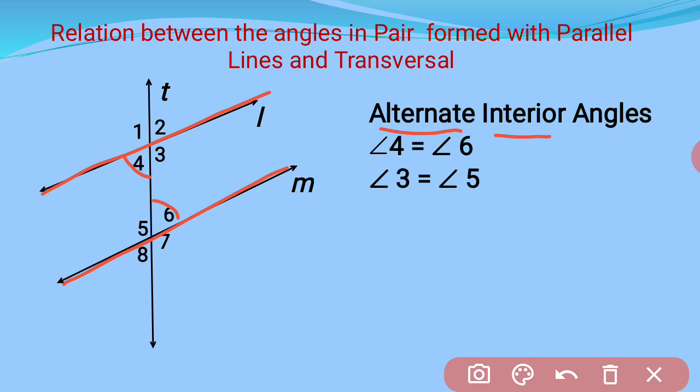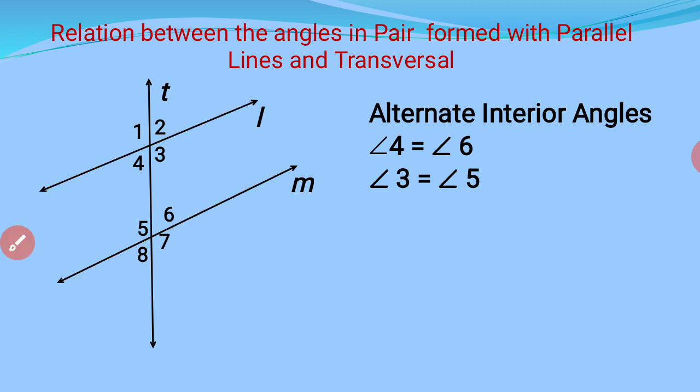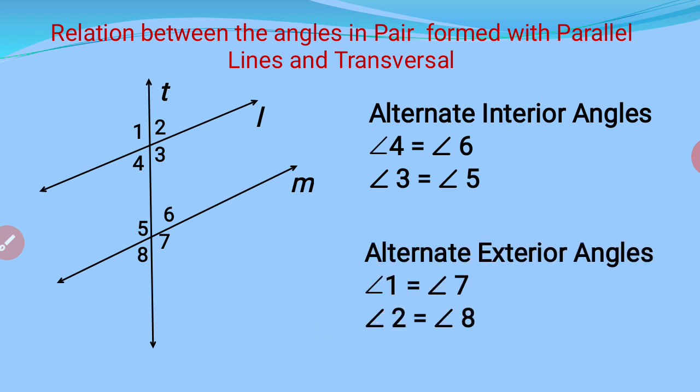So these two, angle 4 and angle 6, make alternate interior angles, and angle 3 and angle 5 also make alternate interior angles. They are on each side of the transversal as well as between the parallel lines. So they are called alternate interior angles. Moreover, if the lines are parallel, then the alternate interior angles are equal also. That is why we say that angle 4 is equal to angle 6 and angle 3 is equal to angle 5.